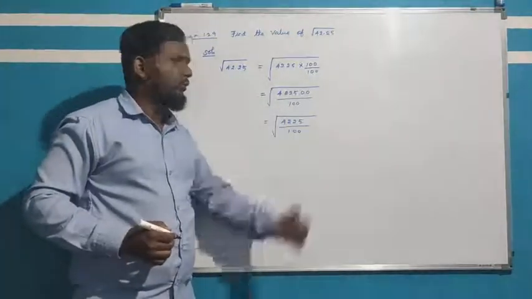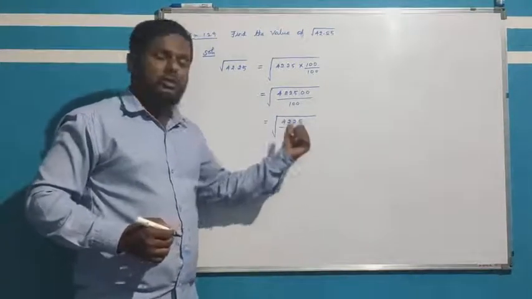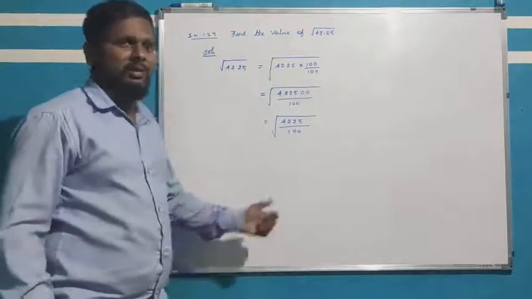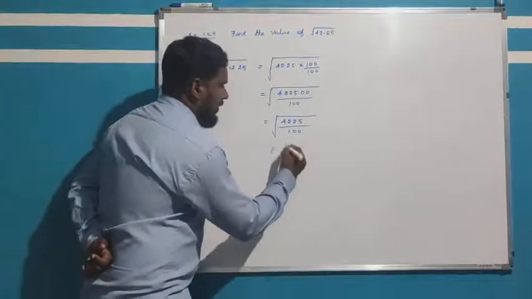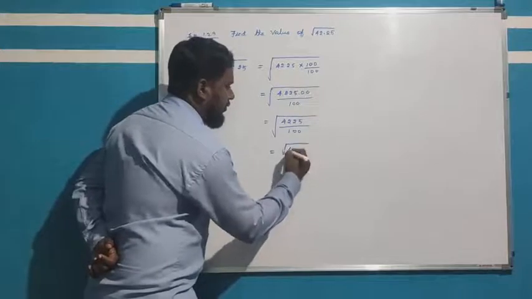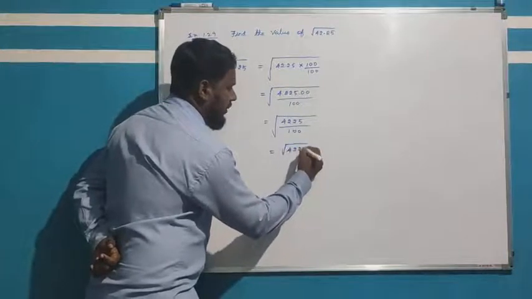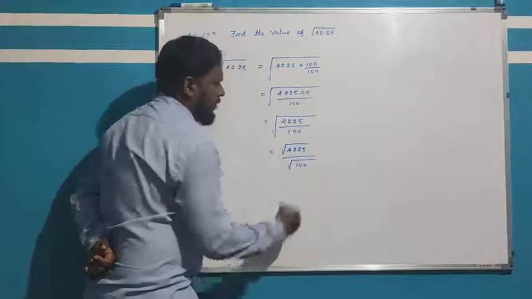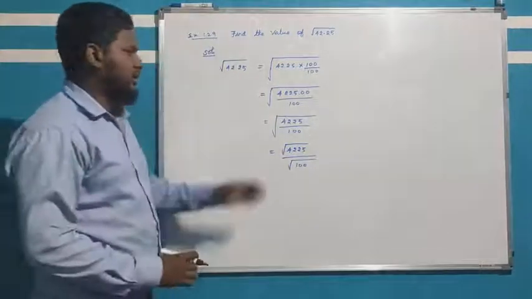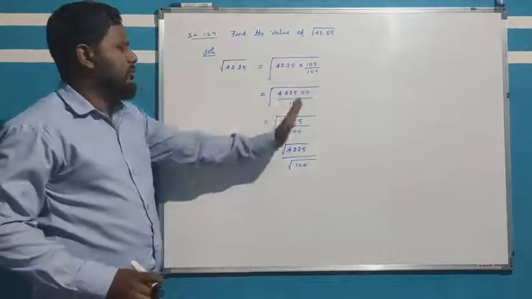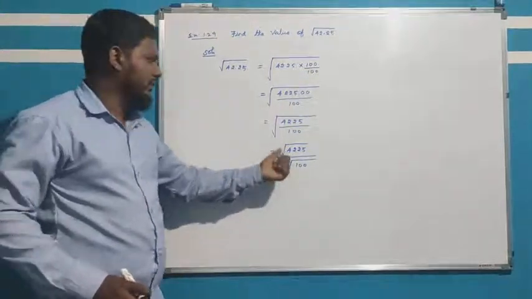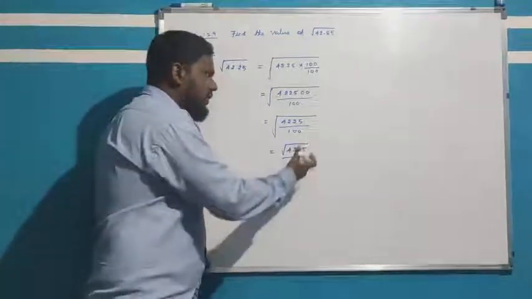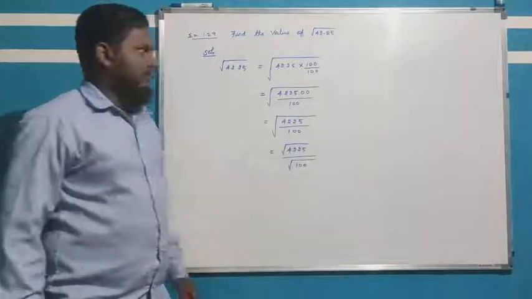Now whole root of 4225 by 100. We can separate this: root of 4225 by root of 100. For the numerator and the denominator there is a root, so we convert them separately. For this we find the prime factors.